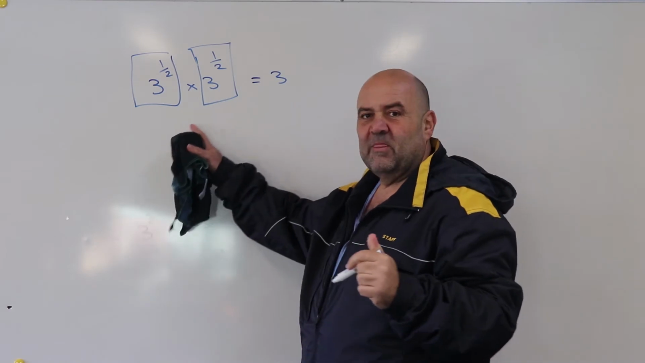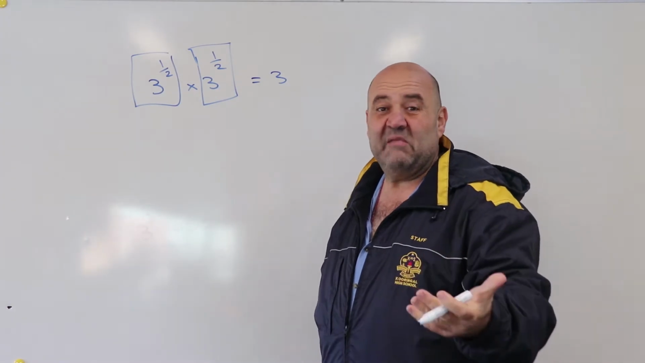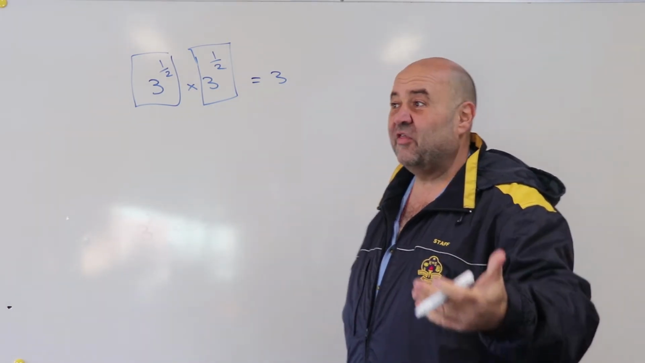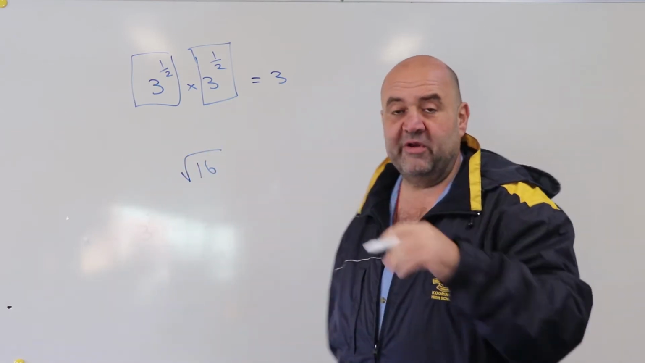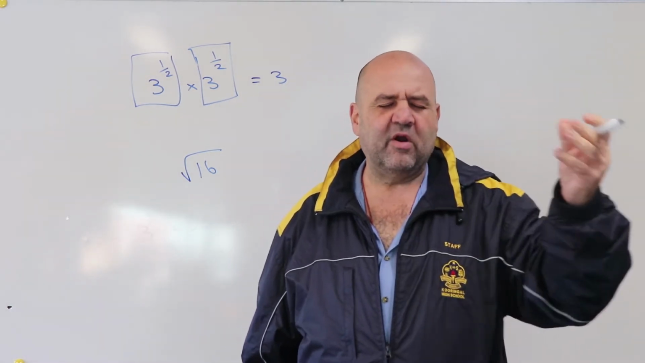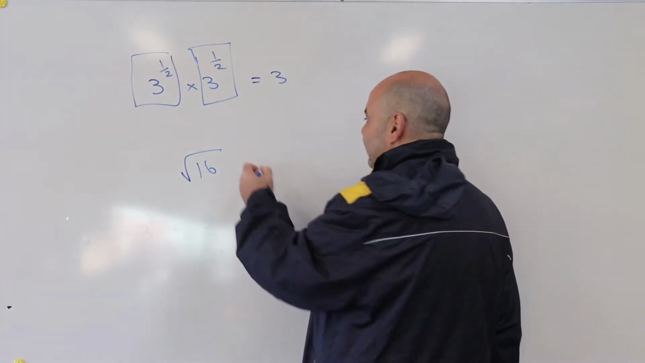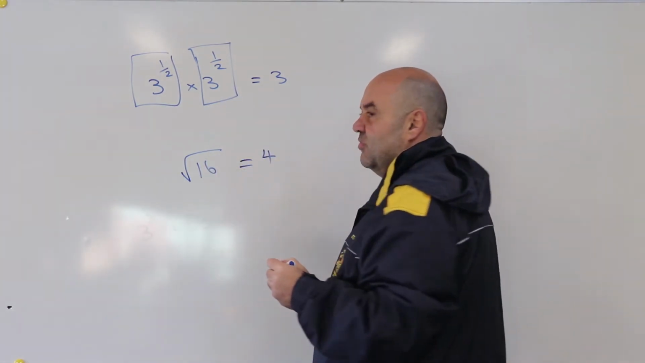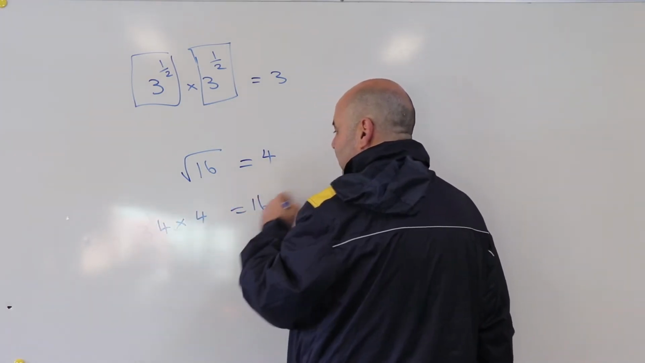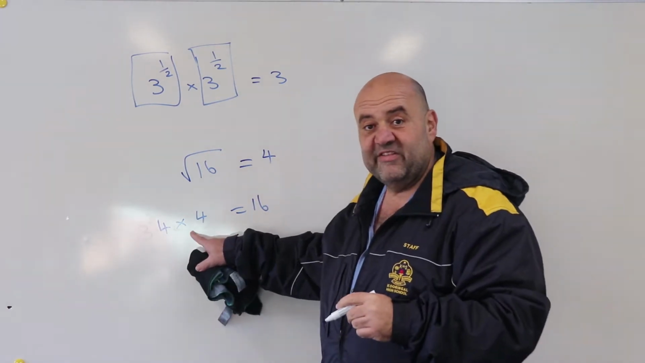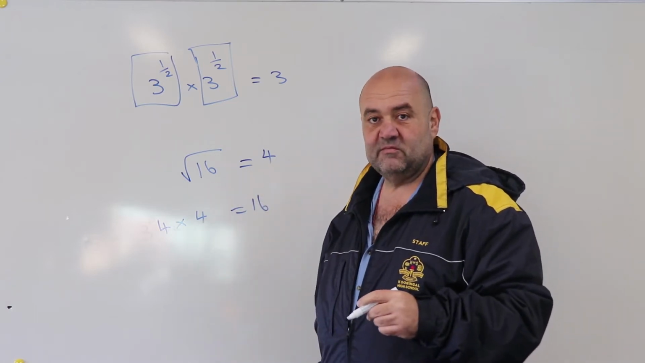What's this thing? A number multiplied by itself equals 3. Well, we've got a name for that. We call it the square root. So think about the square root of 16. I'm asking, what number multiplied by itself will equal 16? Well, 4, right? 4 times 4 is 16. The square root of 16 is 4, because 4 times 4 is 16. This number multiplied by itself is equal to 16. That means that 4 is the square root of 16.